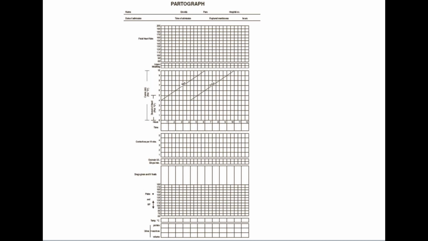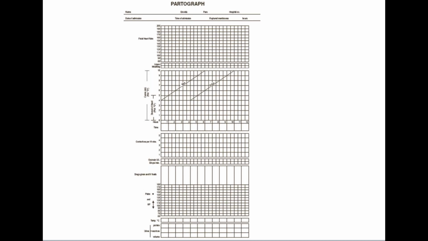Okay, so we'll start once the patient is admitted. We assume that her progress is running parallel to the alert line. Okay, and if it crosses the alert line at any point, that means we can still wait, but we need to keep an eye. We will not take an action until the progress of labor crosses the action line.